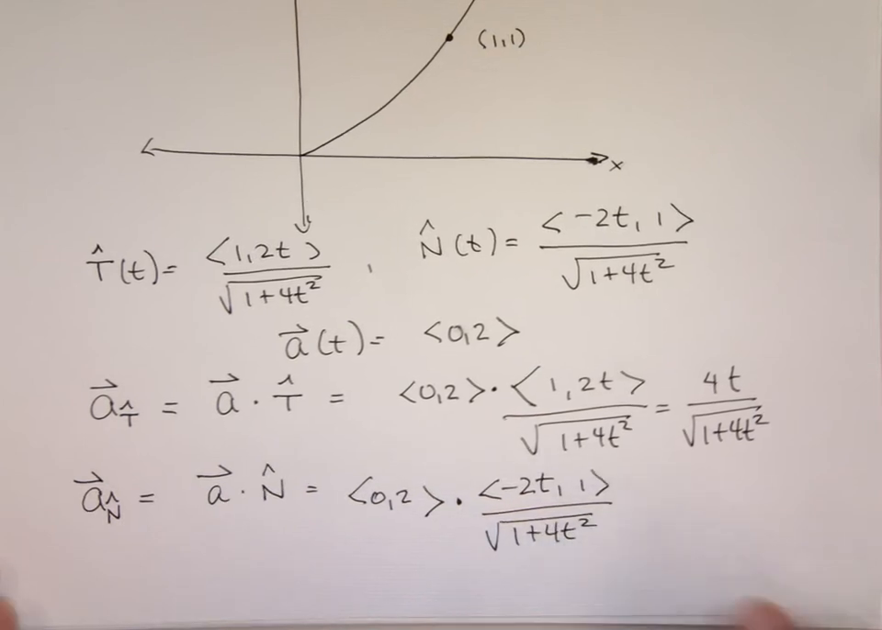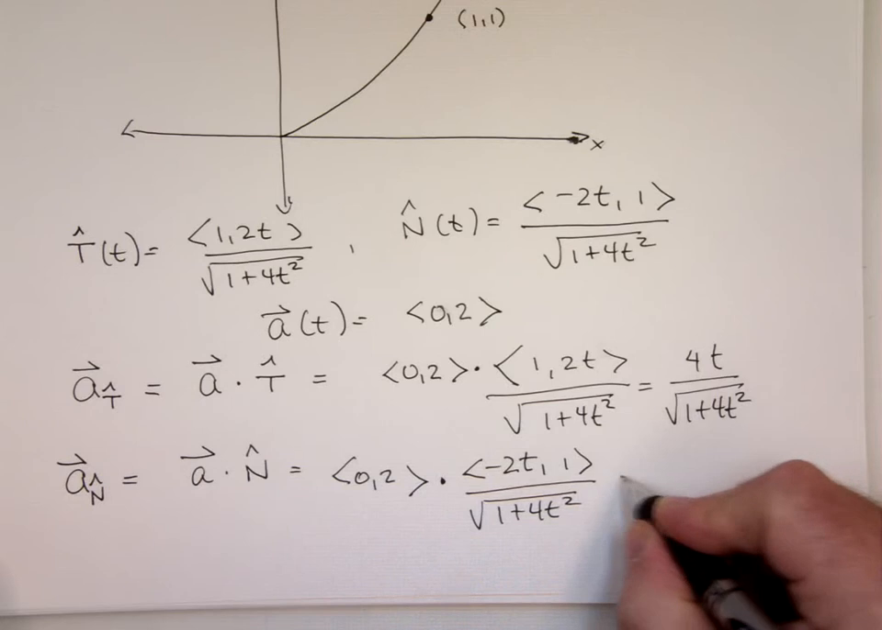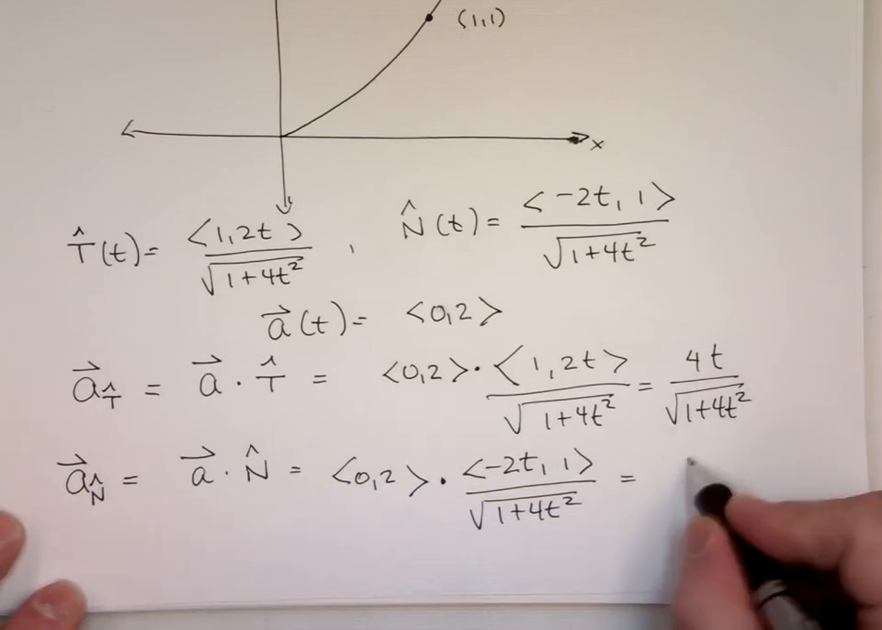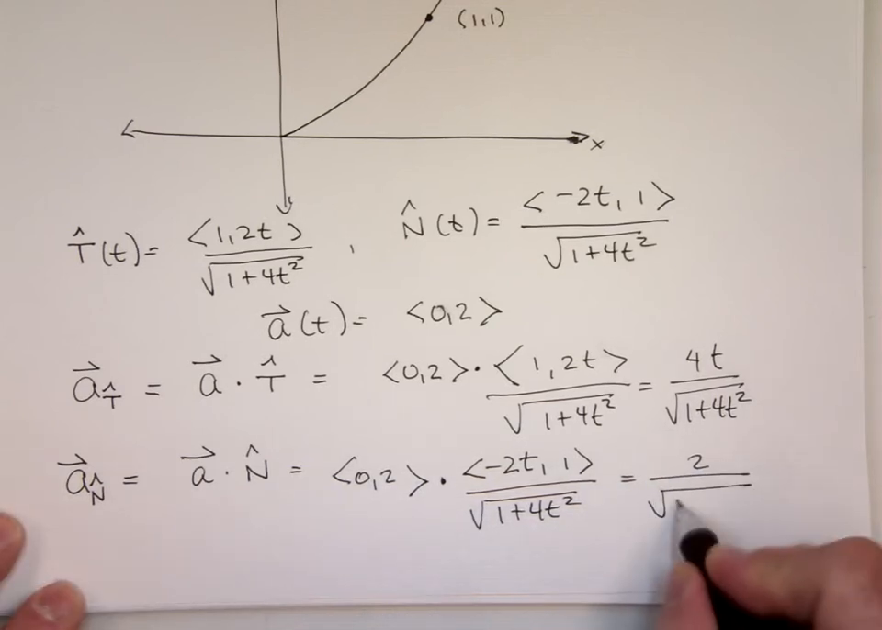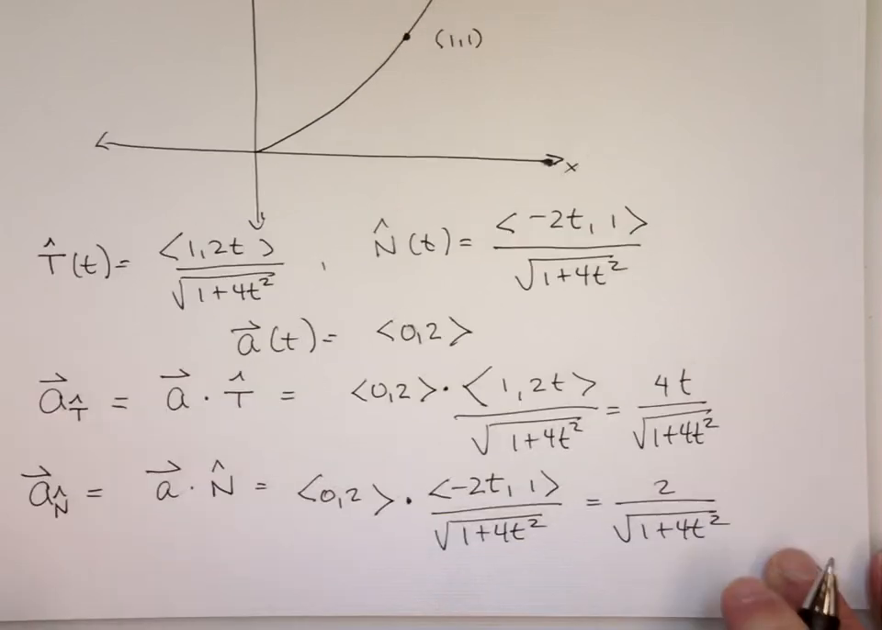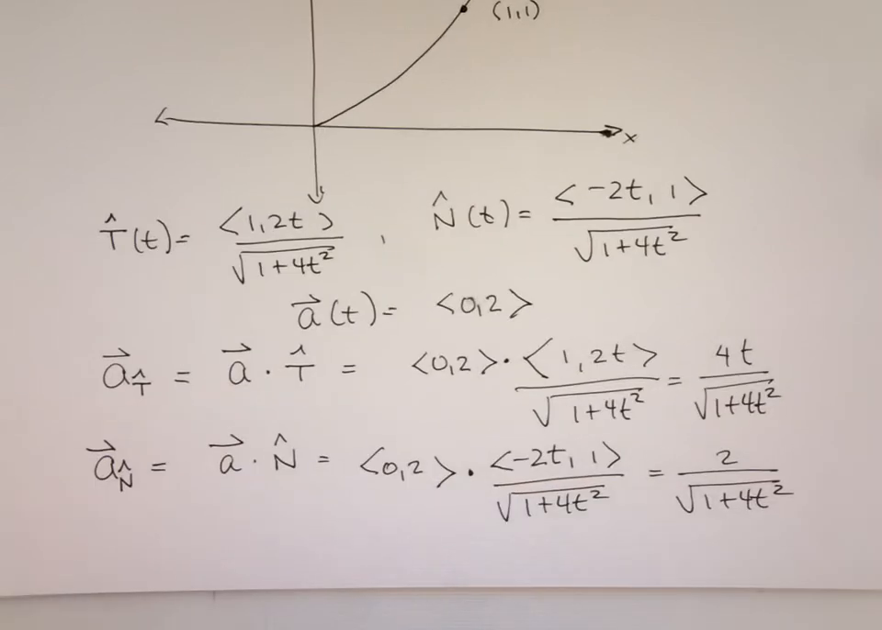Okay, and we end up with 2 over square root of 1 plus 4t squared. Okay.